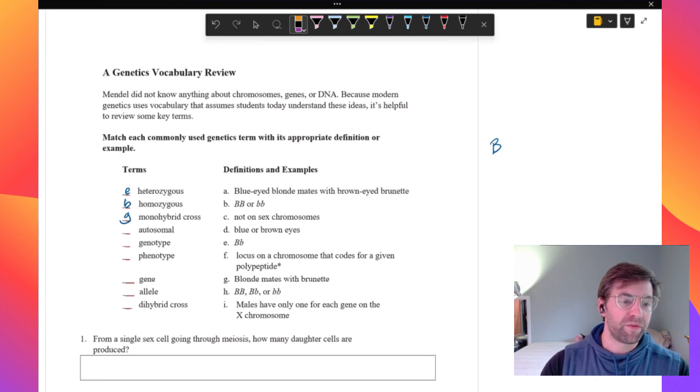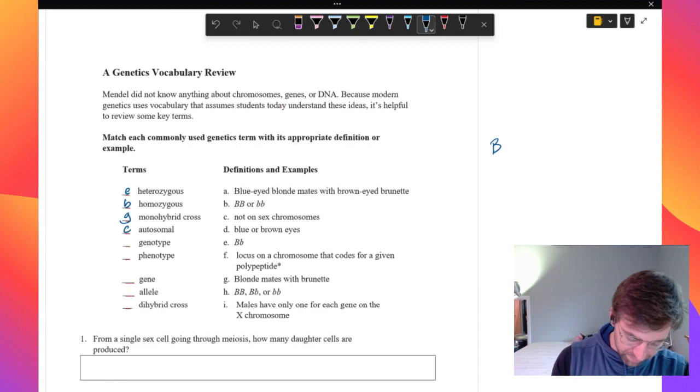Autosomal. So in biology, anytime you see soma, somatics, somatosensory, this is to do with the body, auto, self. So this term really just means anything not on a sex chromosome. But that is the origin of that term.